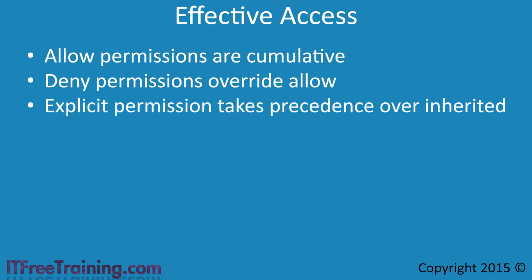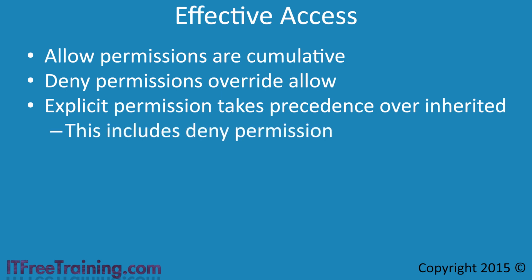The one exception to this brings us to the last point to remember, which is that explicit permissions take precedence over inherited. This includes the deny permission. This means that explicit permissions are checked first, and then inherited permissions are checked. If there is a deny permission configured using inheritance, and there are any allow permissions in the explicit permissions, the explicit permissions are checked first, and the user will be allowed access.